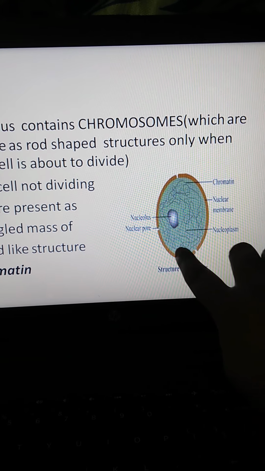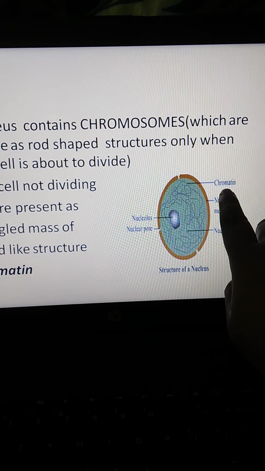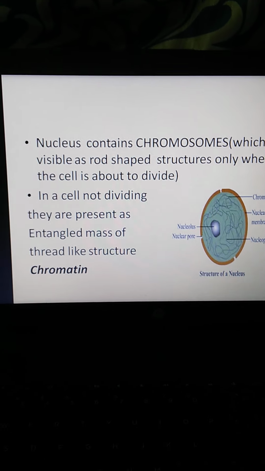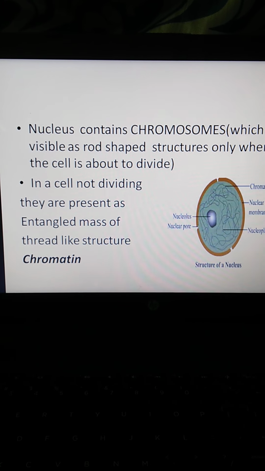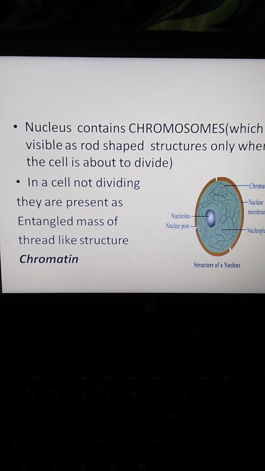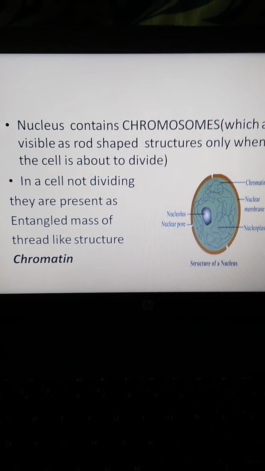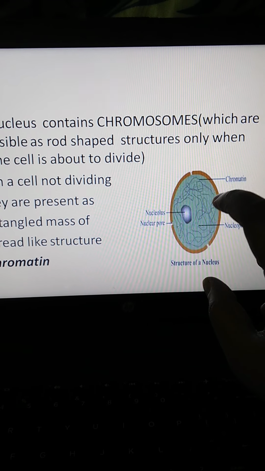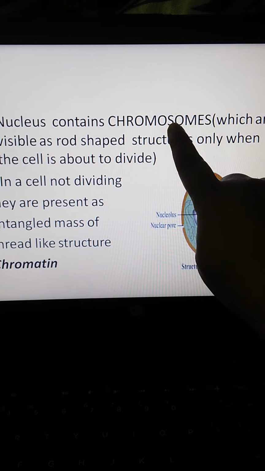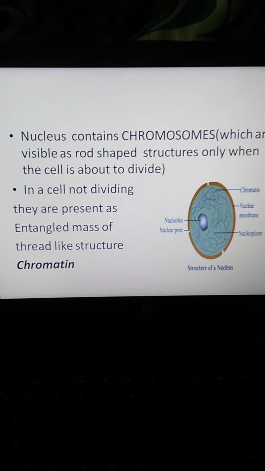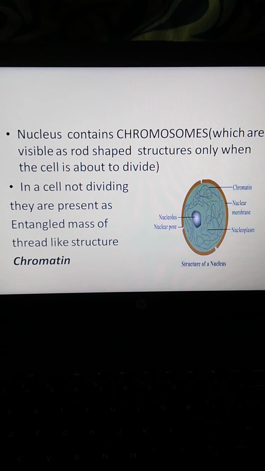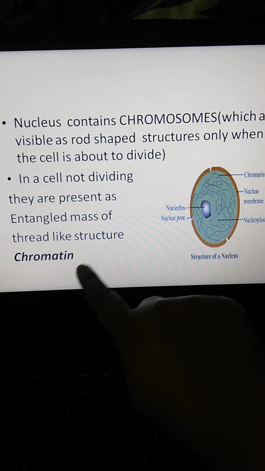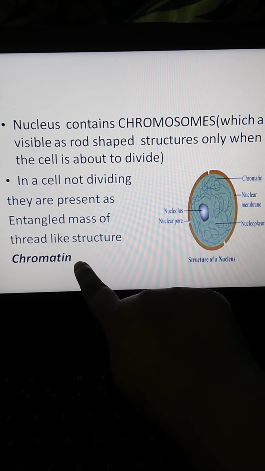They are very entangled thread-like structures. We have named them chromatin. These chromatin are present when the cell is in non-dividing state. Once the cell goes into the dividing phase, where the nucleus is about to divide, these chromatin threads condense. After condensing they form what is known as chromosomes. So one thing is for sure, chromosomes will be visible only when the cell is in dividing phase. When the cell is not in dividing phase, what you will see is a thread-like structure known as chromatin.